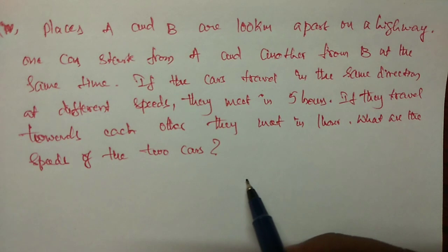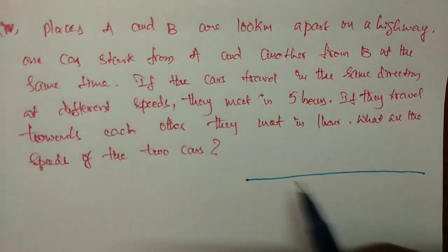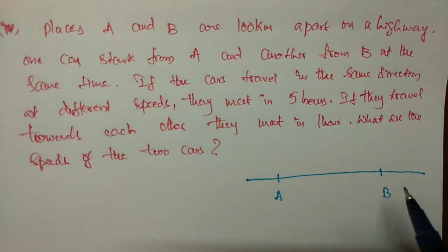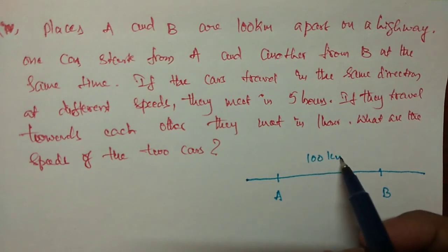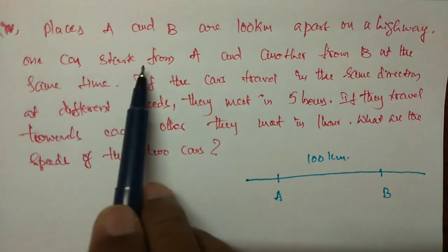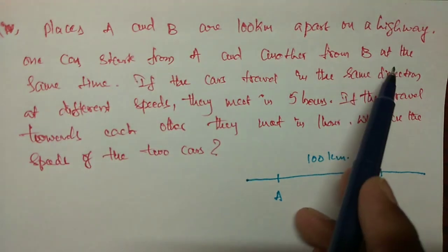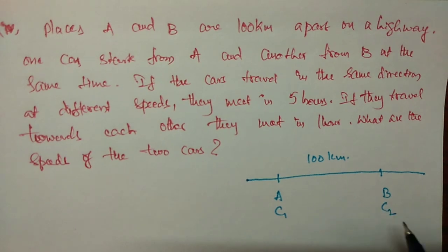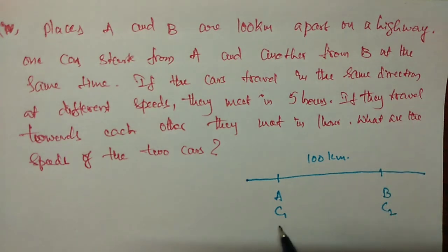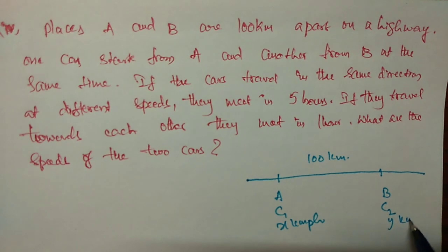So let us understand this diagram. This is highway. There are 2 points A and B, 100 kilometers apart on the highway. One car starts from A and another car starts from B. So here first car, here second car. The cars travel in the same direction. Let us take the speed of car 1 as x kilometers per hour, and the speed of car 2 as y kilometers per hour.